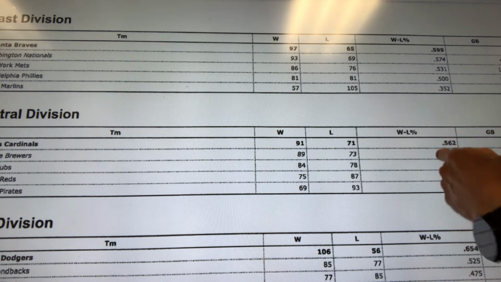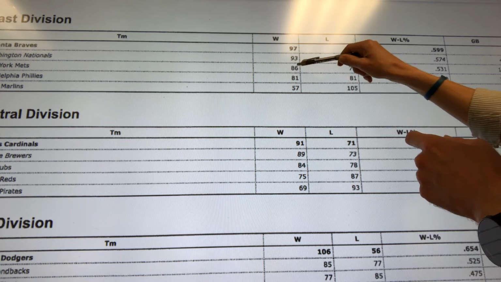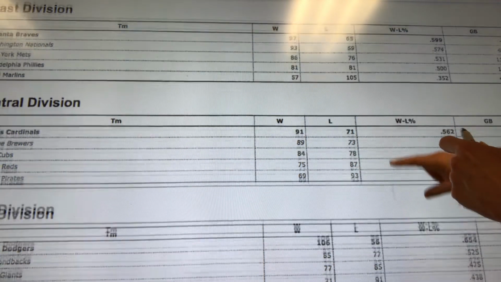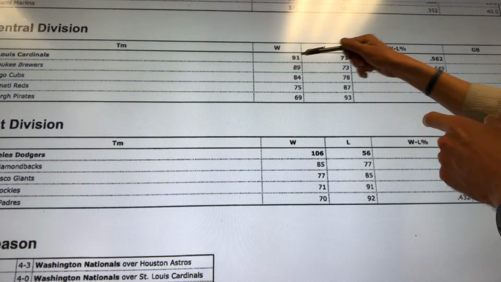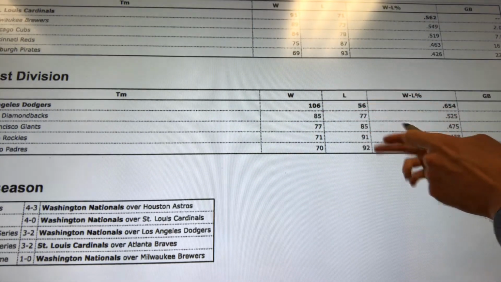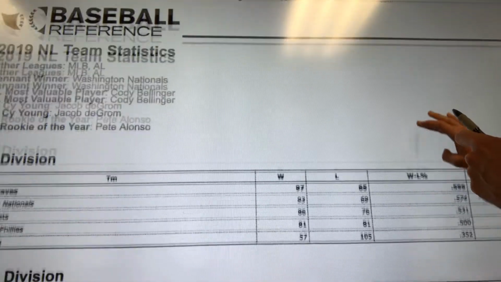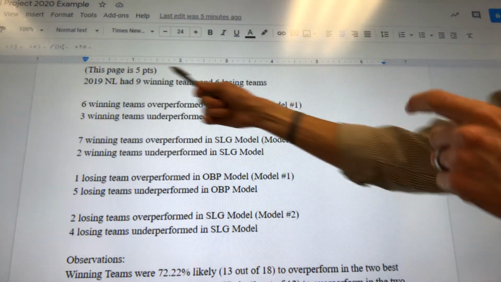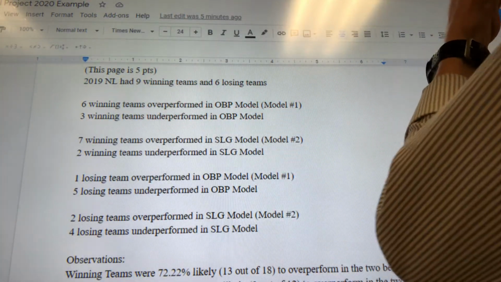So I had 9 winning teams. 1, 2, 3, 4 in the NL East. Then in the NL Central, we had 3. And then in the NL West, we had another 2. So I had 9 winning teams, 6 losing teams. I make mention of that at the top here: 9 winning teams, 6 losing teams.